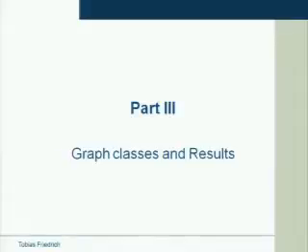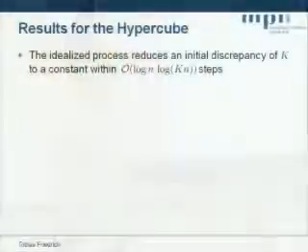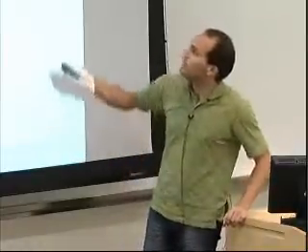Now to the results. It's slide 22, so a bit late for that. I want to show the models first. We just look at two graph classes. The first one is the Hypercube. You know what a Hypercube is? For the Hypercube, it's known that for this idealized process, where you can split up your jobs in arbitrarily small pieces, you can reduce a discrepancy of k down to a constant within log times log number of steps.